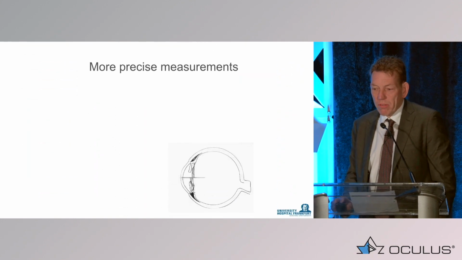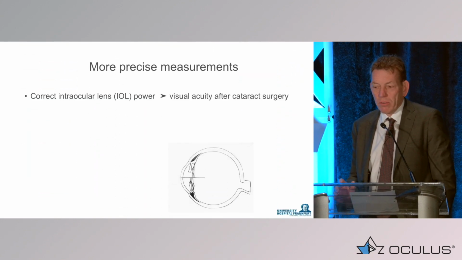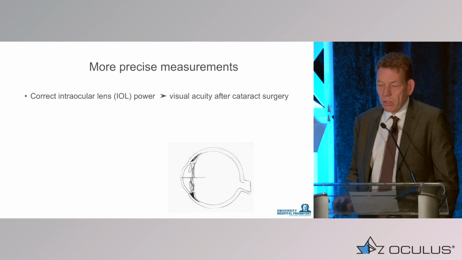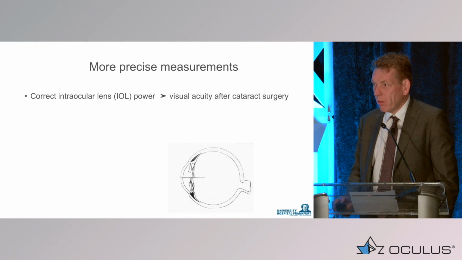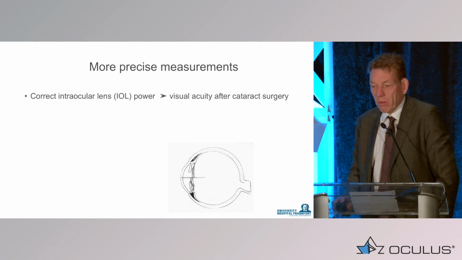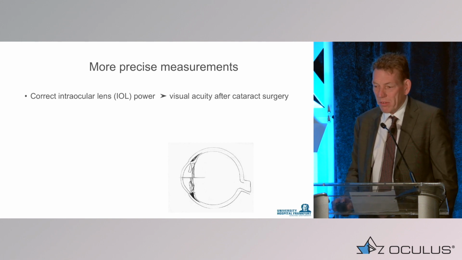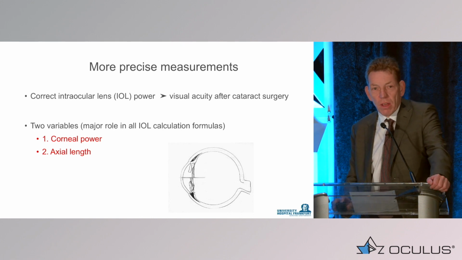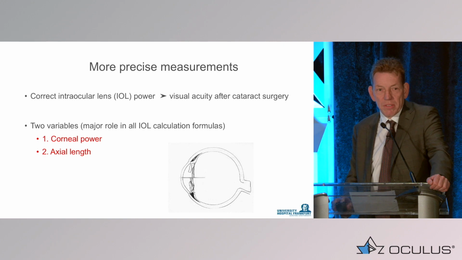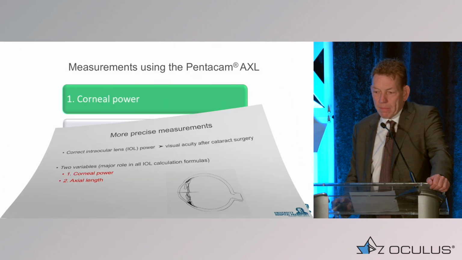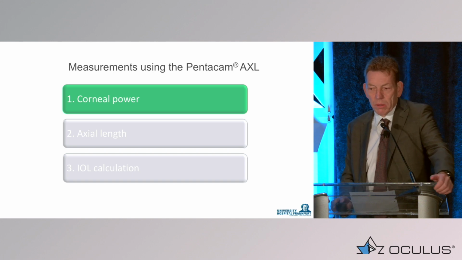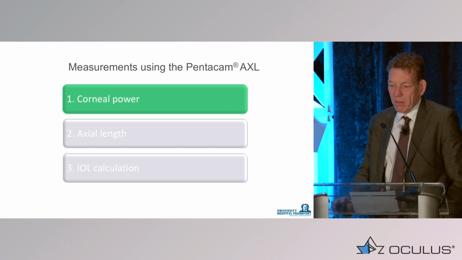Now, for precise measurements, intraocular lens power calculation needs you to look at the visual acuity after cataract surgery, because very often with many of these lenses, for example a trifocal or bifocal lens, you need emmetropic results. The two variables which really influence the IOL calculation are corneal power and axial length. I have my talk divided into three small parts: corneal power, axial length measurements, and IOL calculation with the Pentacam AXL.